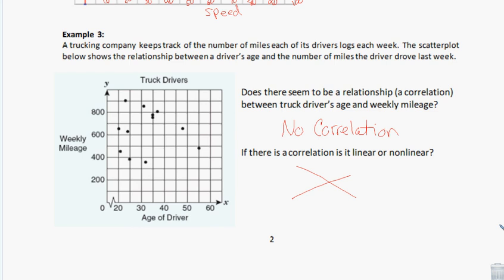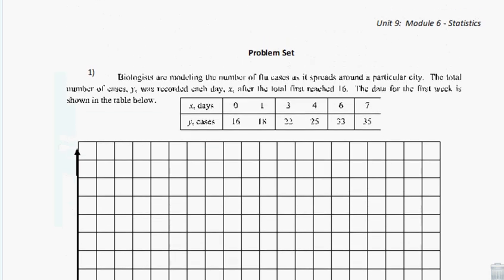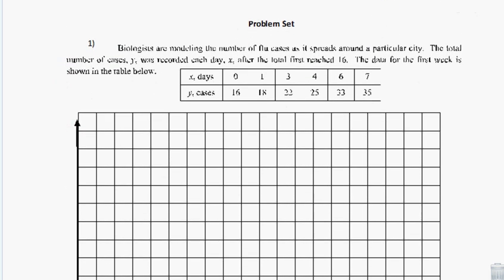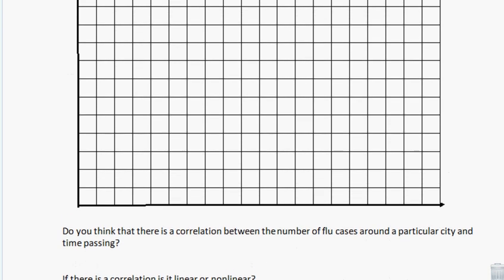So your homework is going to be pretty easy. You're going to be plotting some points. You're going to be deciding if there's a correlation. And if there's a correlation, you'll tell me whether it's linear or nonlinear. So you can start your homework. Maybe you'll finish it. If not, please finish at home.